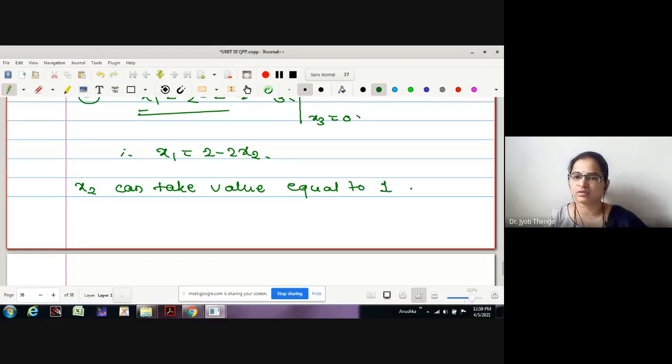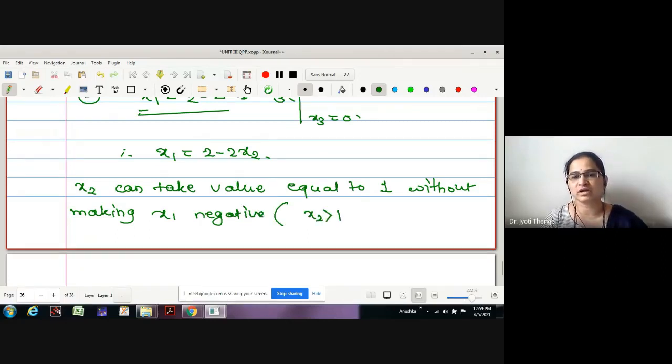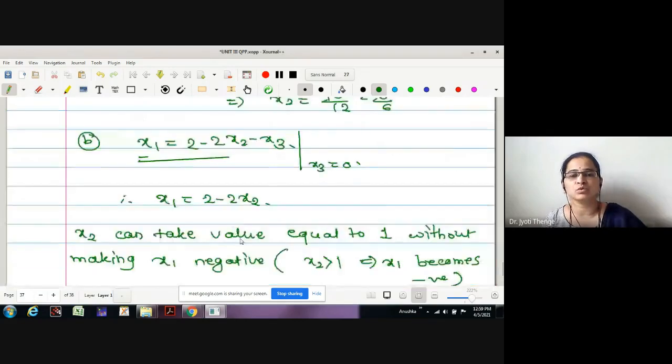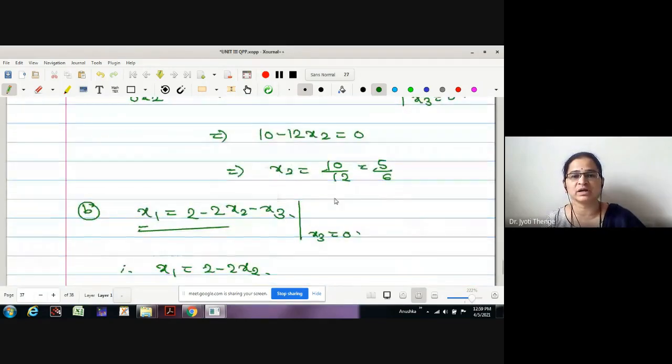Equal to 1 without making x1 negative. Right? Here in a bracket, if I write for x2 greater than 1, x1 becomes negative. If I select x2 greater than 1, x1 becomes negative. So what is the value I am going to take? x2 as 1.